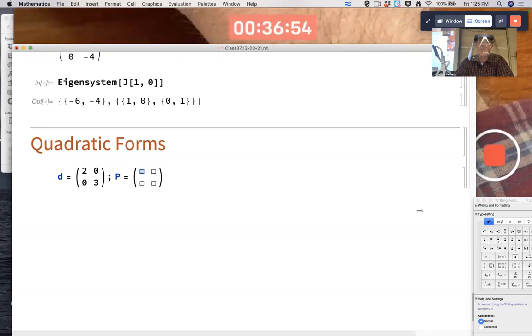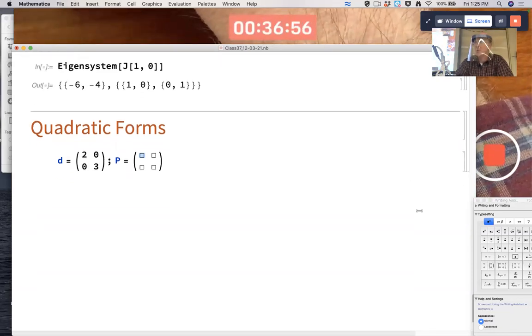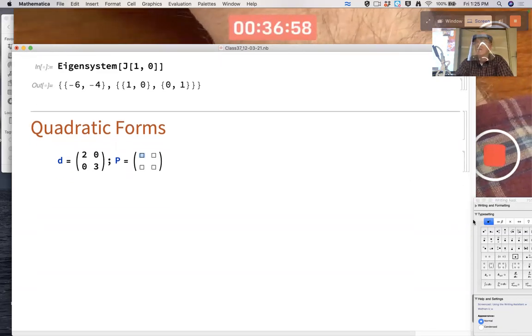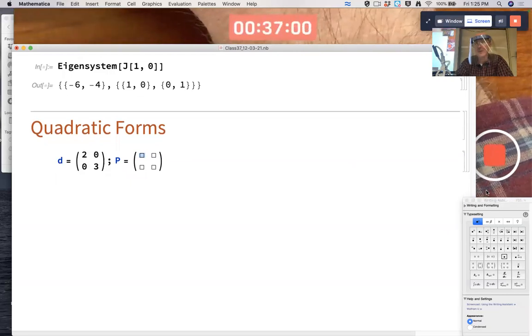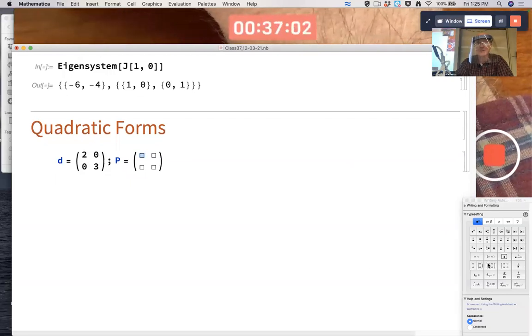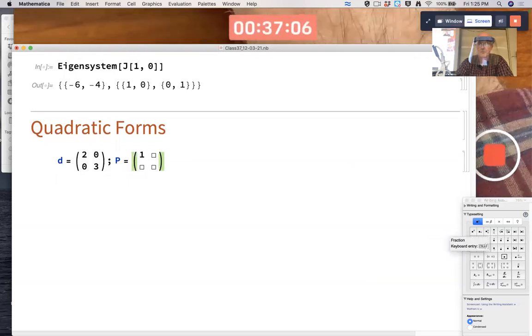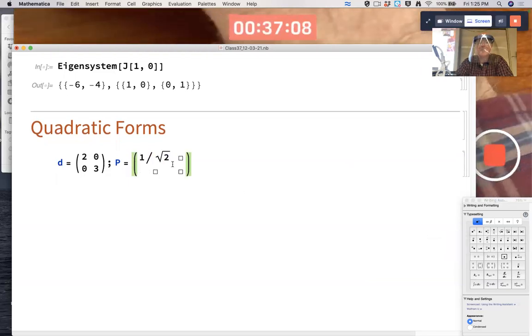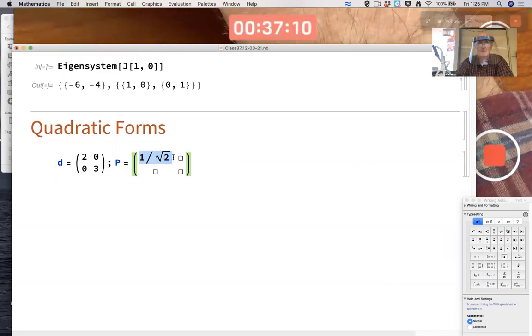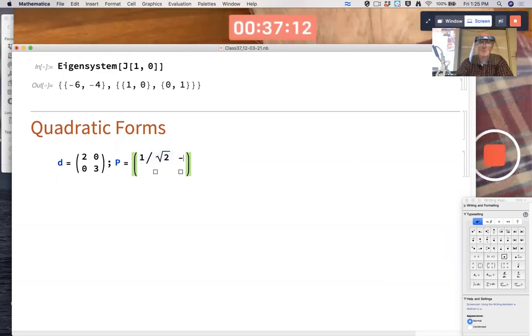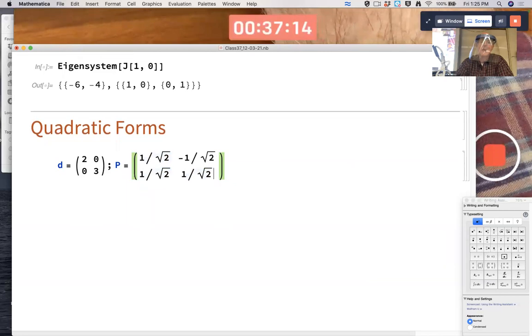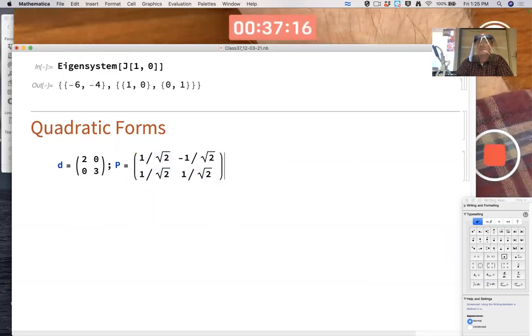If P is going to orthogonally diagonalize, I better have orthonormal columns. It's called an orthogonal matrix, not an orthonormal matrix. Unfortunate, it'd be better to call it an orthonormal matrix. Here's one example that's easy to remember. If you choose columns that look like that, for example, that'll be an orthogonal matrix.